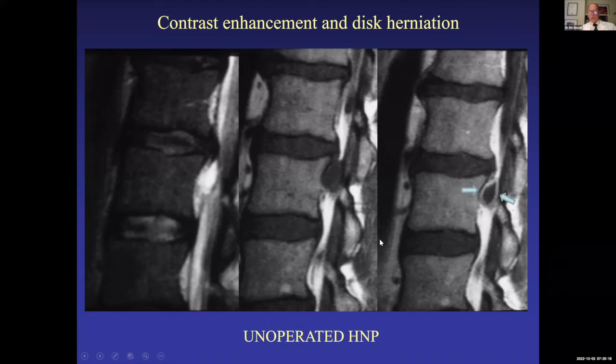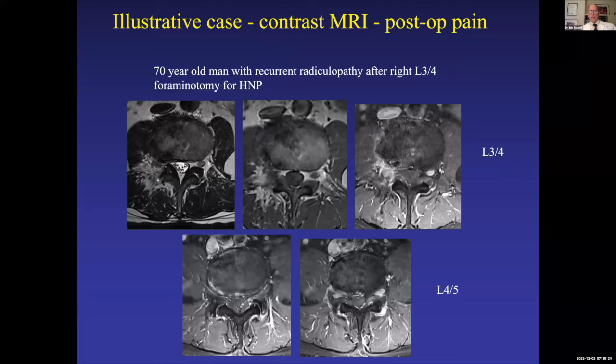So you may see a large disc that disappears over time without surgery. This is a recent case, a 70-year-old man with recurrent radiculopathy. They thought it was right L3-4, so they operated and did a foraminotomy on the right. He comes back again with similar pain, and now they're not quite sure what level it's coming from. They think it may be L3-4. So this is a post-op study where we did contrast.